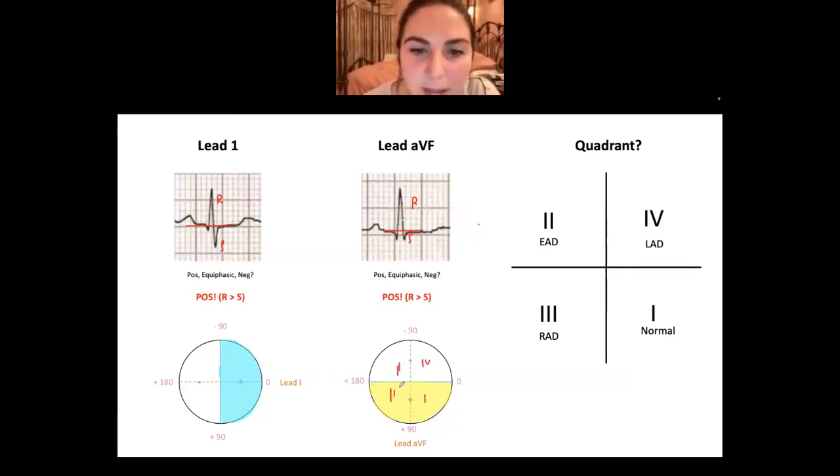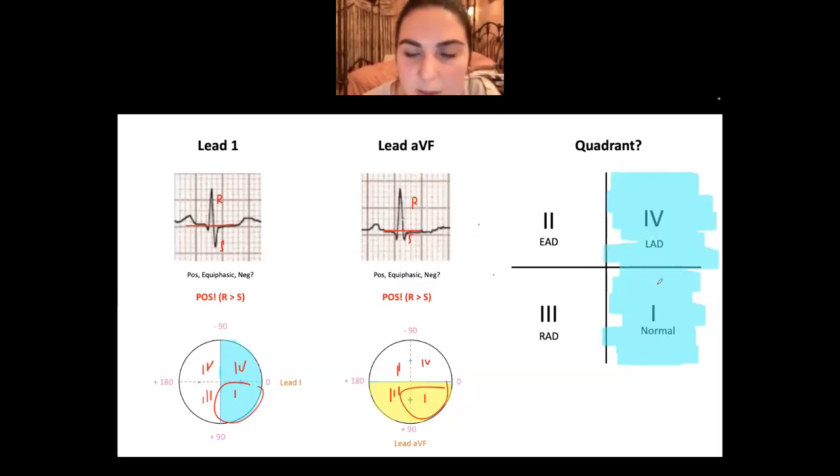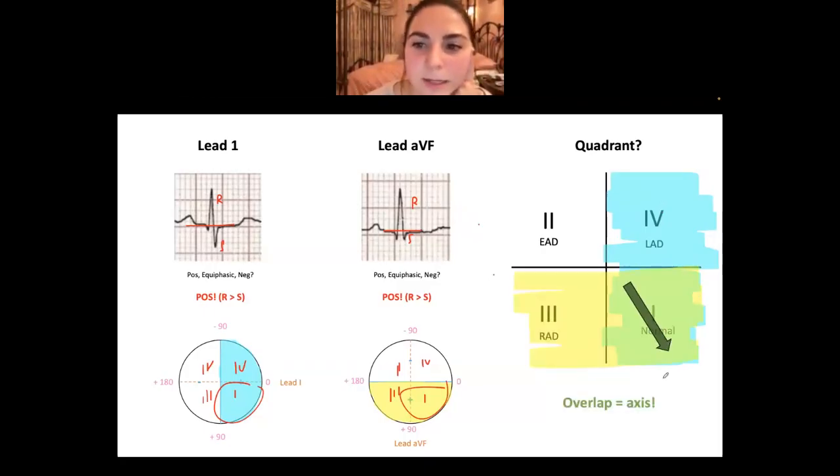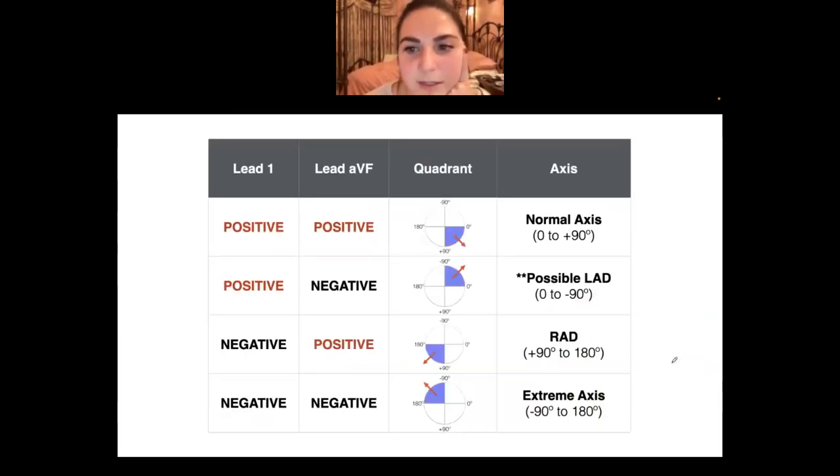So if this were a quadrant, like 1, 4, 2, and 3, same thing here: 4, 1, 3, and 2. Where on these 2 circles do they overlap? They overlap right here. So if you were to draw it on a single quadrant, that's from lead 1, that's from lead AVF, that's where they overlap, that's where your vector is. So this would be a normal axis.